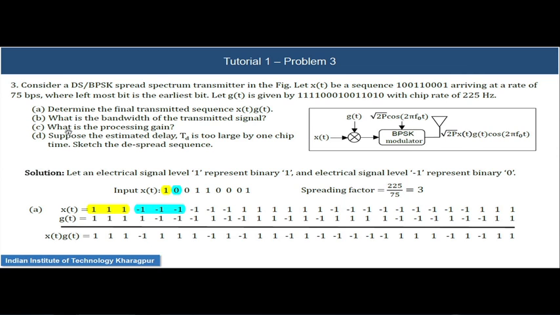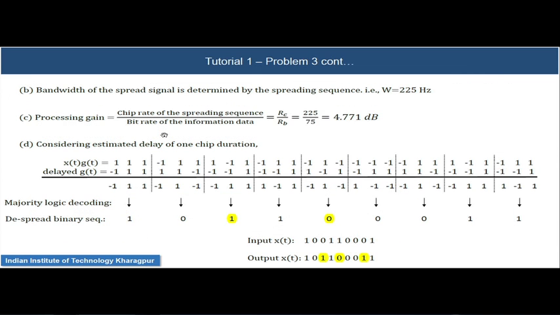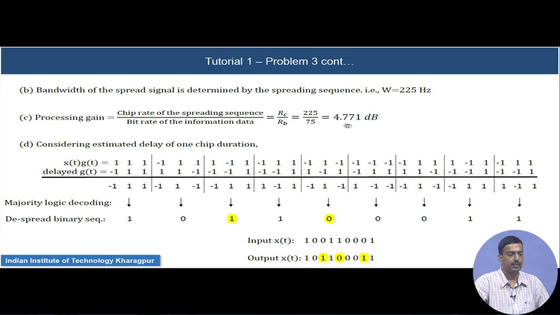The next question is what is the processing gain, which is also fairly simple to calculate. It's nothing but the chip rate, which is 225 hertz, divided by the input data rate, information data rate, which is 75 bps. So this is equal to 3, which in dB terms, that is 10 log of 3, is nothing but 4.771 dBs.